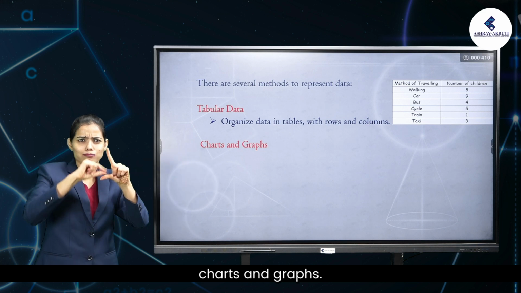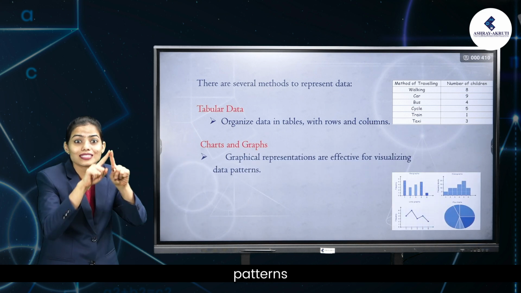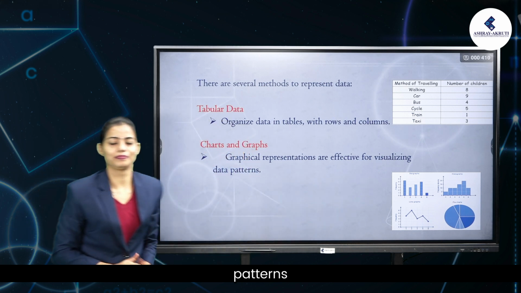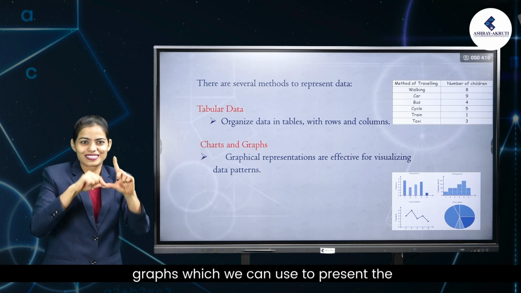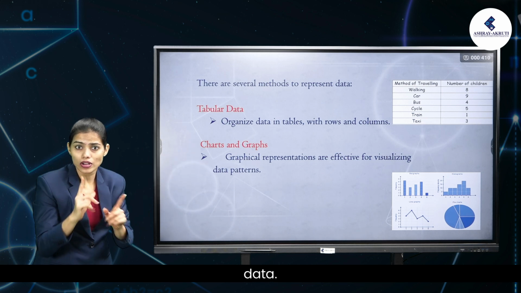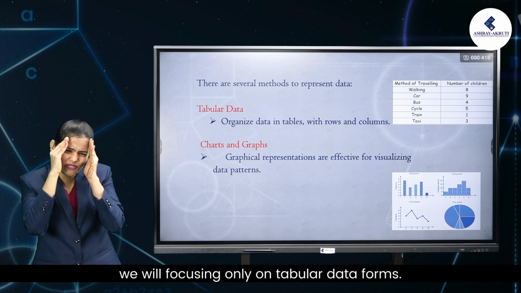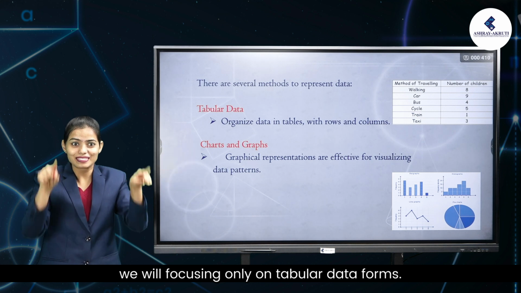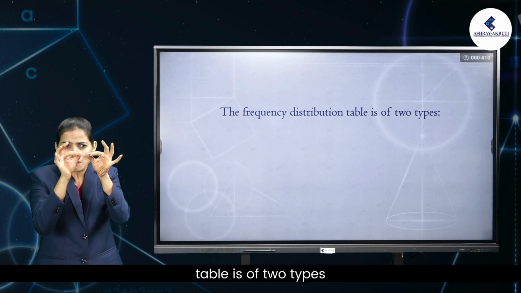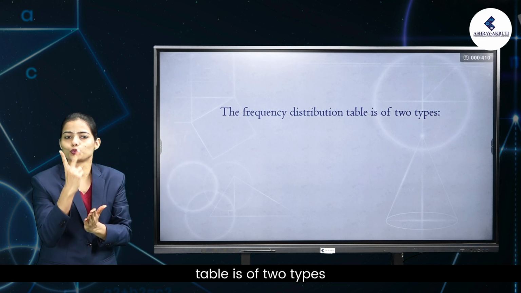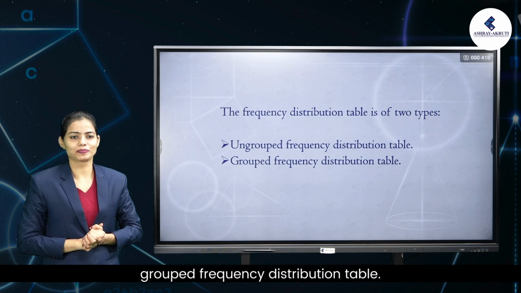Charts and graphs. Graphical representations are effective for visualizing data patterns. The above image shows us the different types of charts and graphs which we can use to present the data. In this session, we will be focusing only on tabular data forms. The frequency distribution table is of two types: ungrouped frequency distribution table, grouped frequency distribution table.